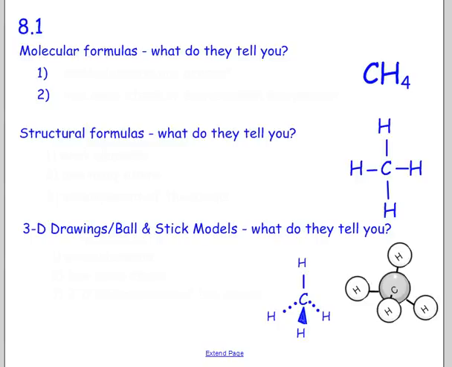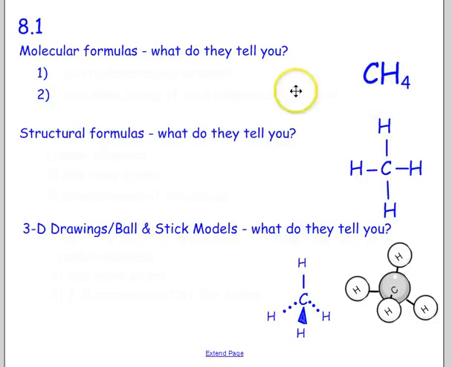Now, molecular formulas, structural formulas, and 3D drawings are all different ways to represent covalent compounds. Each one conveys a slightly different amount of information. So we're going to just take a quick look and see what information can be had. CH4 right here, this is an example of what is called a molecular formula.